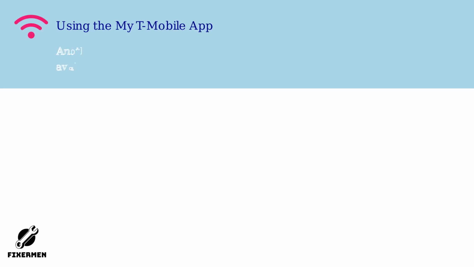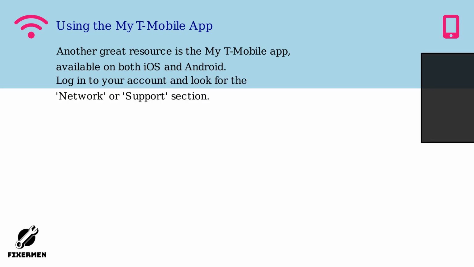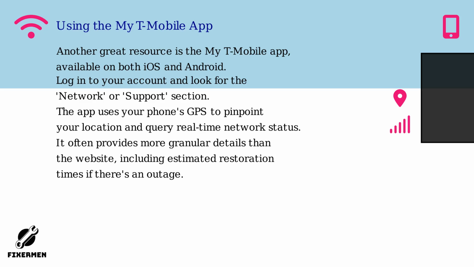Another great resource is the My T-Mobile app, available on both iOS and Android. Log into your account and look for the Network or Support section. The app uses your phone's GPS to pinpoint your location and query real-time network status. It often provides more granular details than the website, including estimated restoration times if there's an outage.